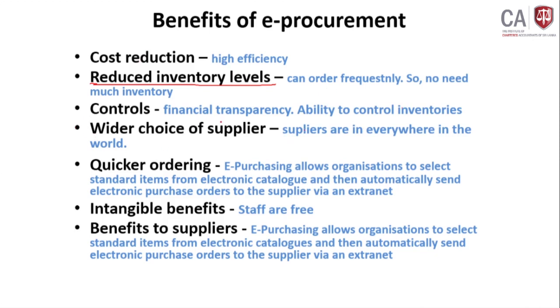And controls, financial transparency, ability to control inventory. So, there are so many controls. When you have an e-procurement system, you can control instantly. Without waiting, as in a manual system, you can do all the things. You can stop the procurement immediately if you want.